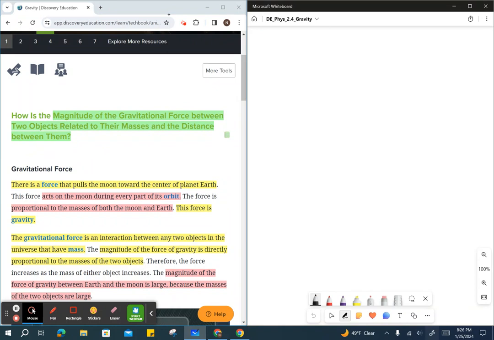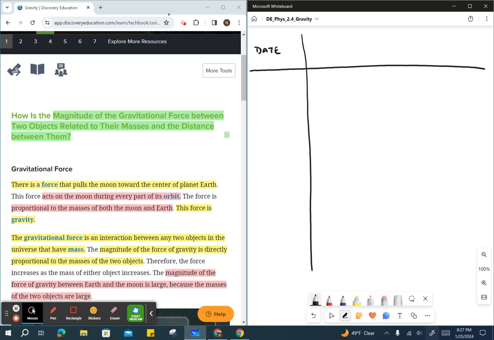Go ahead and draw your note-taking template. Go ahead and write the date. And go ahead and write down the essential question. It's the green one here.